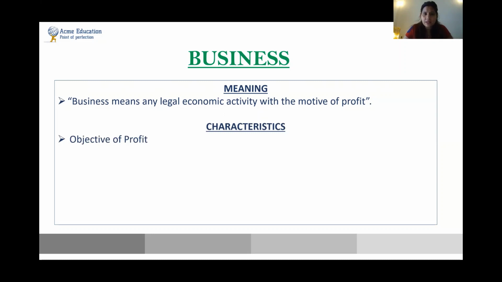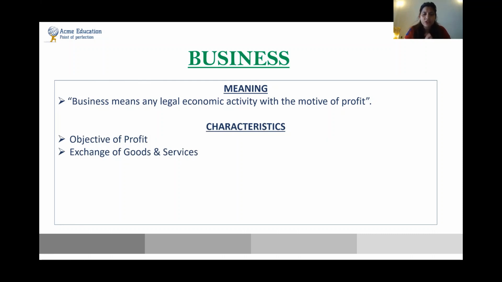Moving to the characteristics of the business, the first is objective of the profit. So when you're doing business, your main motive behind doing business is to earn profit, that which is in the monetary terms. Now, what is profit? Profit is basically the difference between your cost price and your selling price. So if I'm making a product which is of 10 rupees, and if I'm selling that product in the market for 15 rupees, then the difference between this 10 rupees of the cost that I'm making it and the 15 rupees that I'm selling it in the market is basically my profit. The second characteristic is the exchange of goods and services.